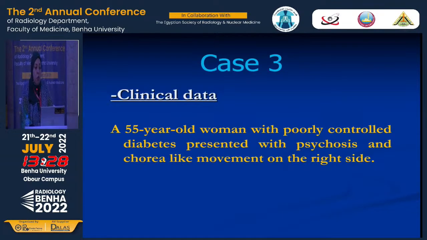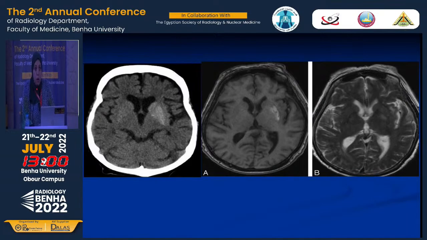Case 3, again, is for a 55-year-old female with poorly controlled diabetes, psychosis, and chorea-like movement on the right side. The presence of chorea-like movement in a diabetic patient should allow us to analyze and evaluate carefully the basal ganglia, because the basal ganglia is a metabolically active structure and liable to signal alteration or CT density changes in patients with movement disorder.